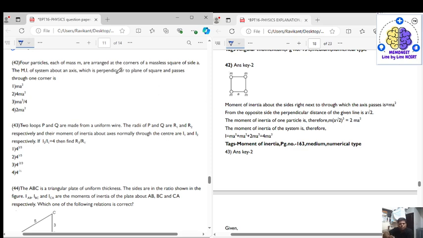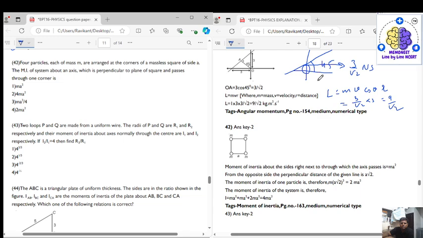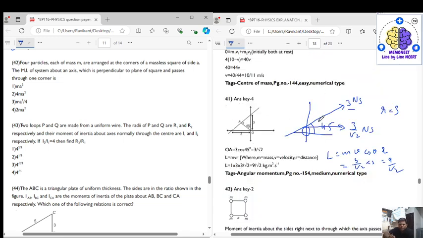Question number 42. See, in this, what is being done is the momentum is being resolved into its horizontal component and its vertical component. This vertical component has its distance with the origin as 0. So no angular momentum because of this component. There is only angular momentum because of this horizontal component, because this horizontal component is having a distance of 3 units from the origin. Right? This line has a distance of 3 units from the origin.